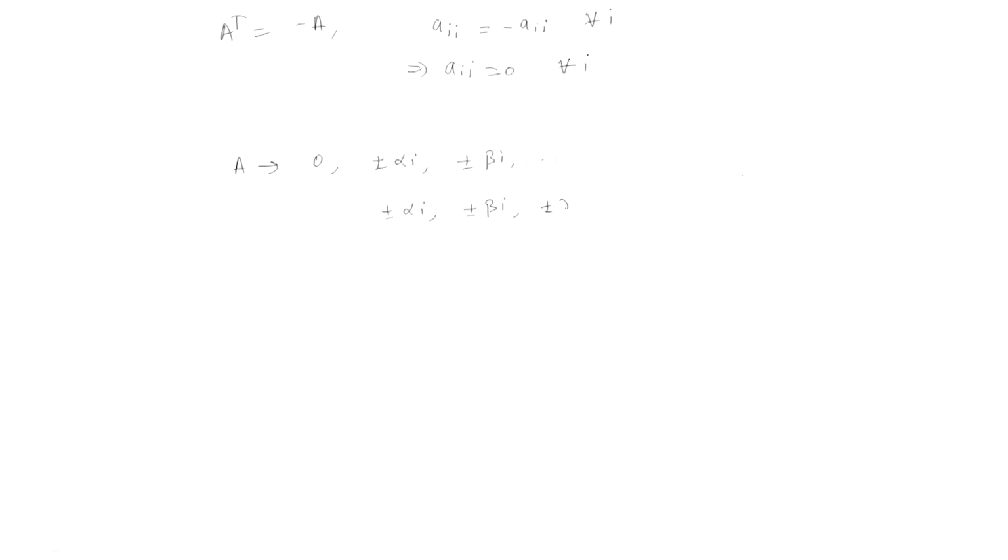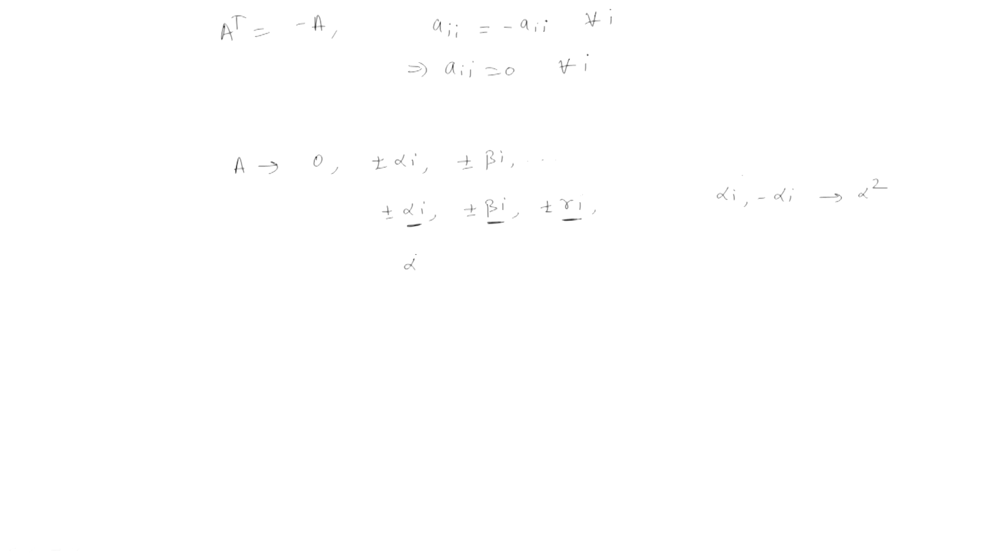So, if 0 is not an eigenvalue of a skew symmetric matrix A, then the eigenvalues are of the types plus minus alpha i, plus minus beta i, plus minus gamma i, and so on, and the determinant of A will be nothing but the product of eigenvalues. If you multiply these two, it will be alpha i times minus alpha i, so the product will be alpha square. Similarly, the product of these will be beta square, and the product of these will be gamma square.